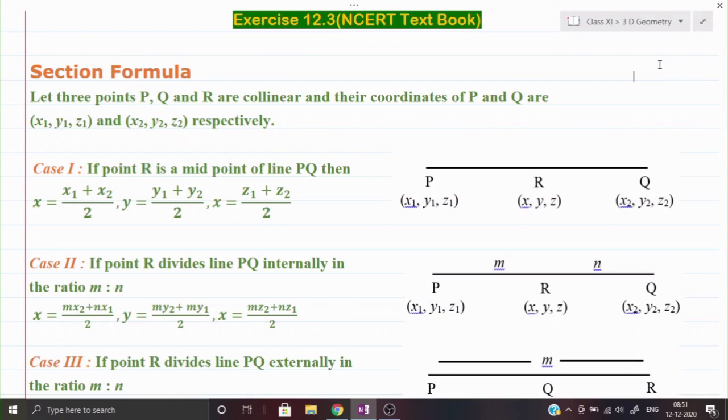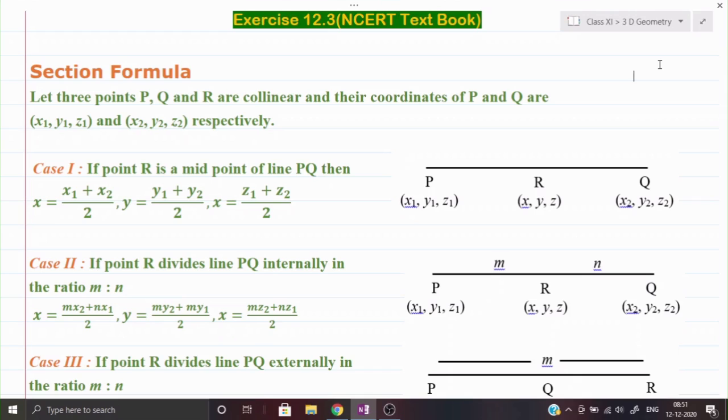Hello students, today we are going to start exercise 12.3. In that we shall see one new topic. The name of the topic is section formula. Section formula is actually not new for you. You have done it in class 10, but you have done section formula for two-dimensional geometry. We shall do section formula for three-dimensional geometry.